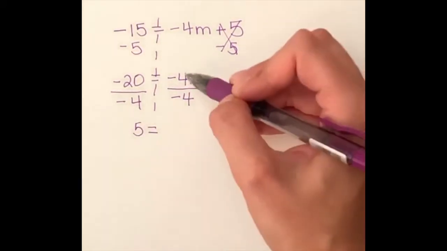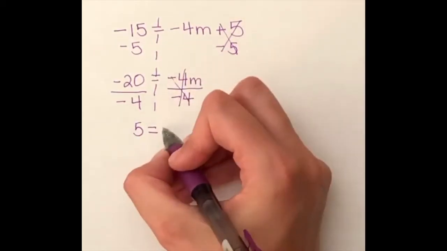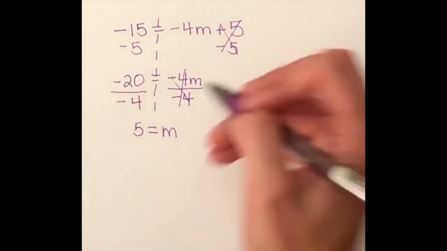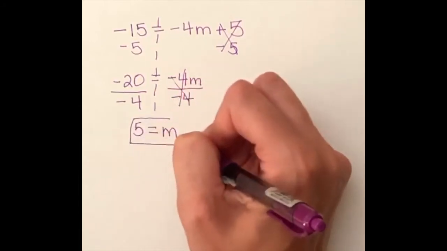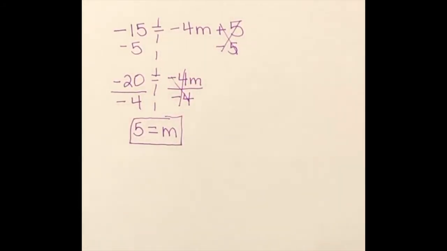And we're left with just m. The negative 4's will cancel. And there we have it. Our solution, 5 equals m.